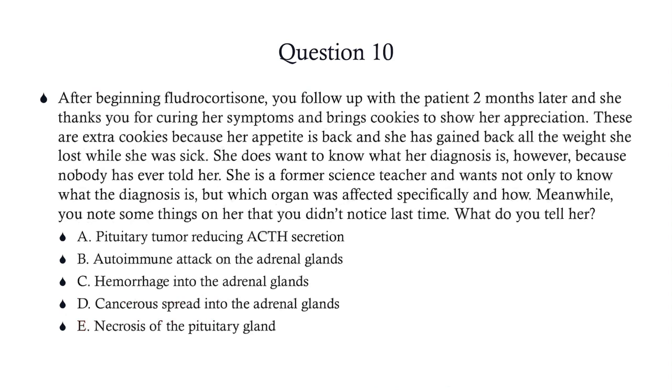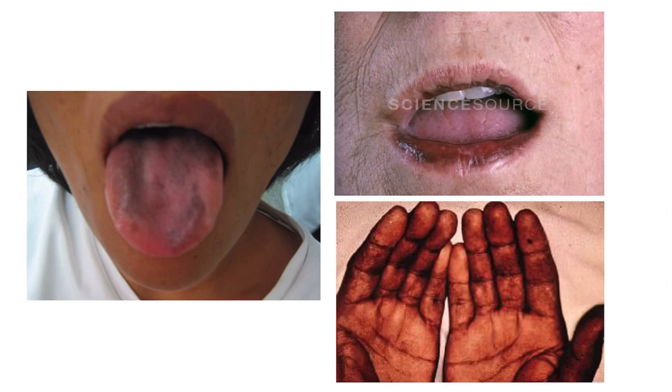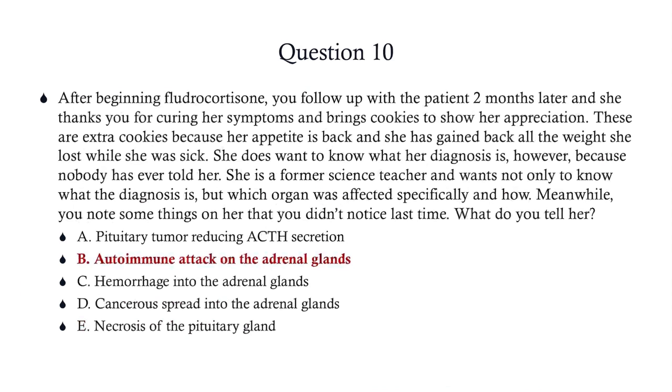Okay, so our answer here is B, an autoimmune attack on the adrenal glands. What does this patient have? Addison's. She's got Addison disease. How do we know that? Well, based on her lack of response to the cosyntropin or ACTH stimulation test, we know that she has a primary adrenal insufficiency, and there aren't that many causes of that.